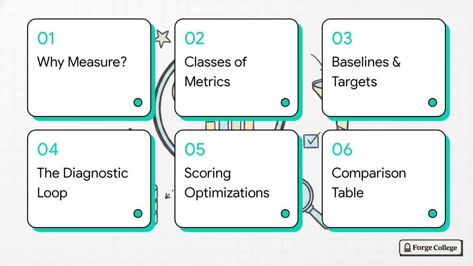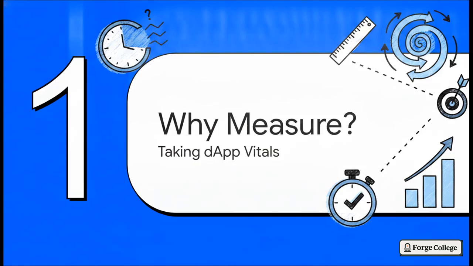Okay, let's take a look at our blueprint for today's diagnostic session. We'll cover why measure, the classes of metrics, baselines and targets, the diagnostic loop, scoring optimizations, and finally, the comparison table. Let's dive in. Section 1. Why measure? Taking your dApp's vitals.